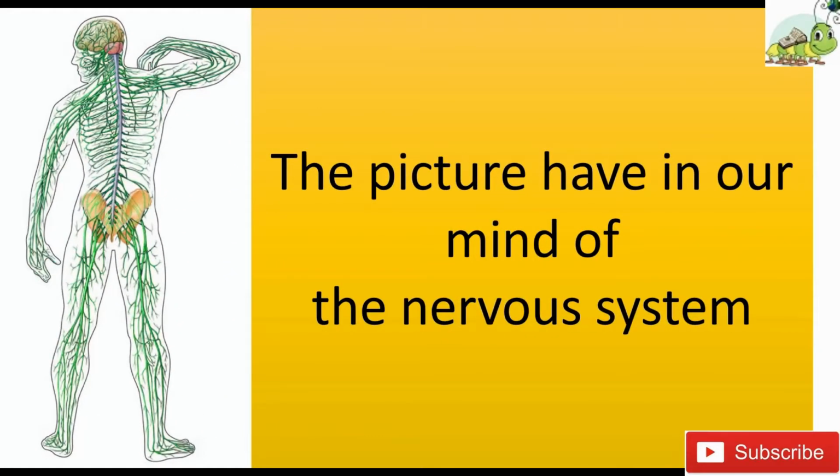The picture you have in your mind of the nervous system probably includes the brain, the nervous tissue contained within the cranium, and the spinal cord, the extension of nervous tissue within the vertebral column. That suggests it is made of two organs, and you may not even think of the spinal cord as an organ. But the nervous system is a very complex structure.